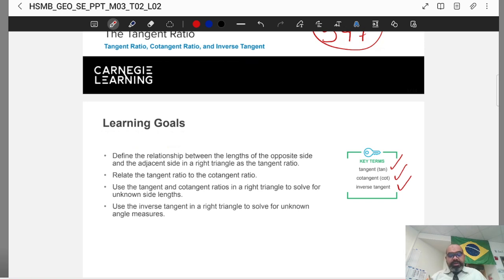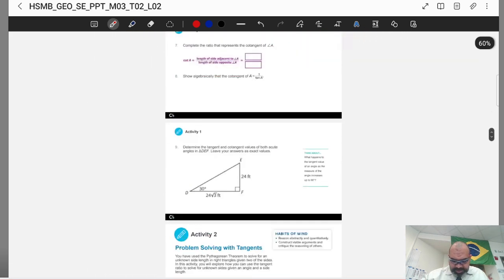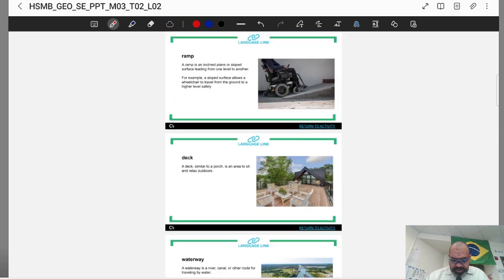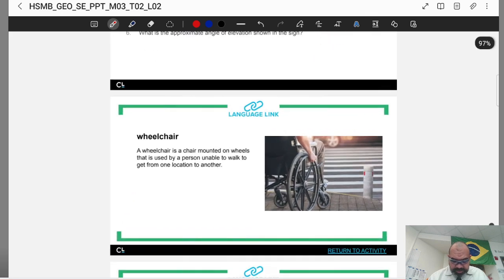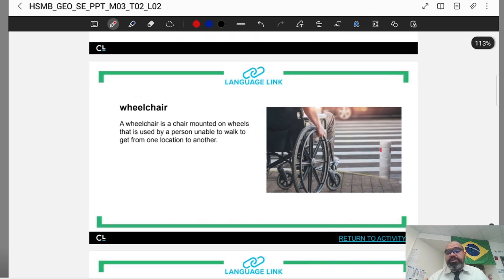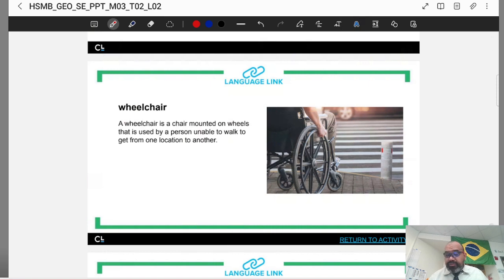Before our learning goals, let's go to our vocabulary. Then I will zoom out because the vocabulary is the last one here. I know some of you are English speakers and know this stuff very well, but I think it's good for everybody to understand this pattern, even if you're an English speaker. Wheelchair. What is a wheelchair? A wheelchair is a chair mounted on wheels that is used by a person unable to walk. In Portuguese, cadeira de rodas.